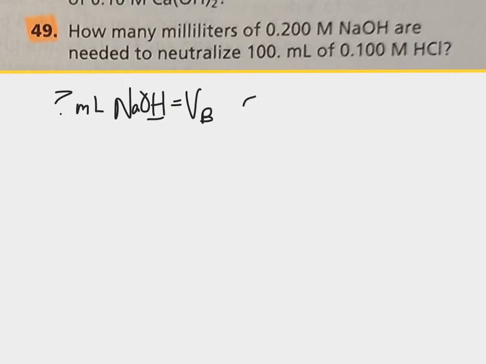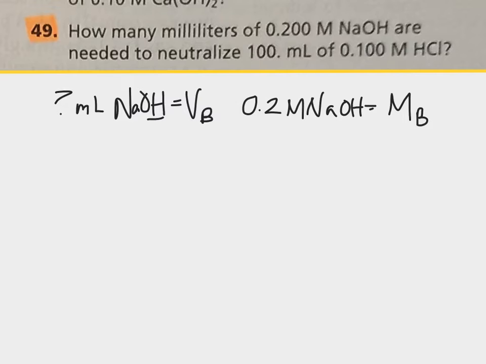Now, we do know something else about it. We do know that it has a 0.2 molarity for sodium hydroxide. So if you remember, molarity is moles per liter. Capital M stands for molarity, and that's going to be the molarity of the base. Now remember, molarity is just a concentration. It's telling you how many moles for every liter of that liquid solution.